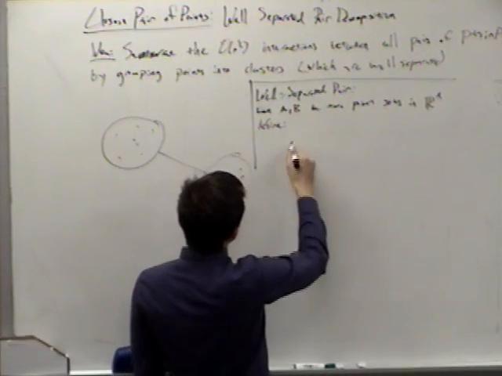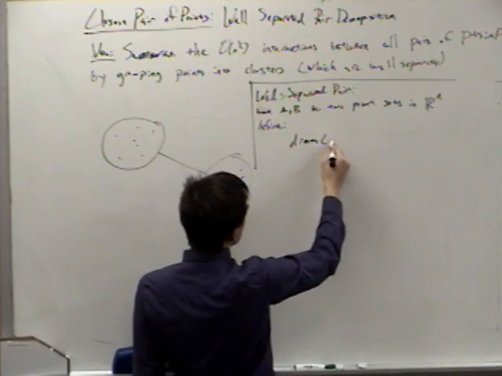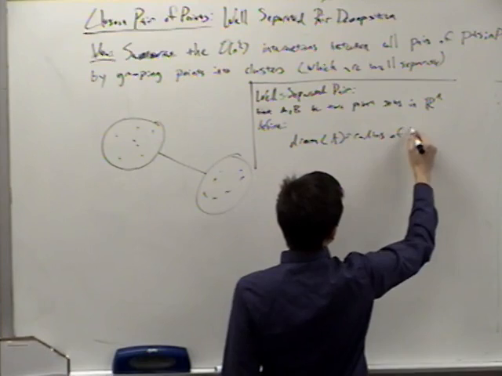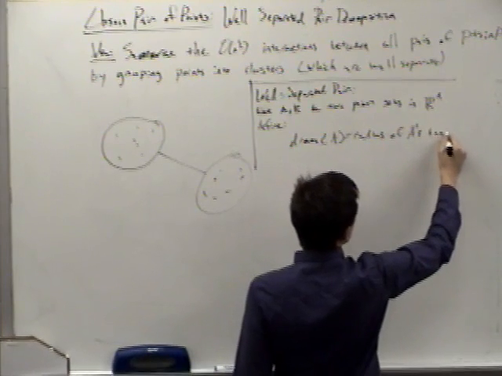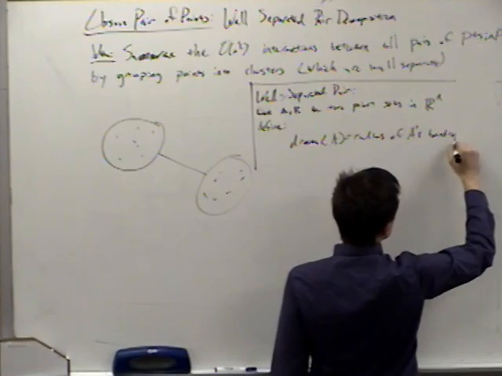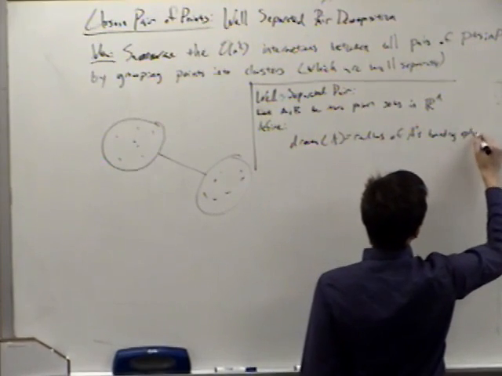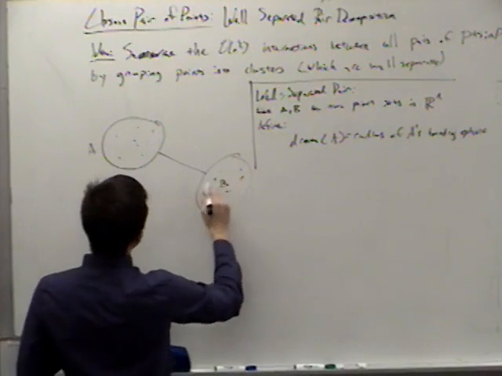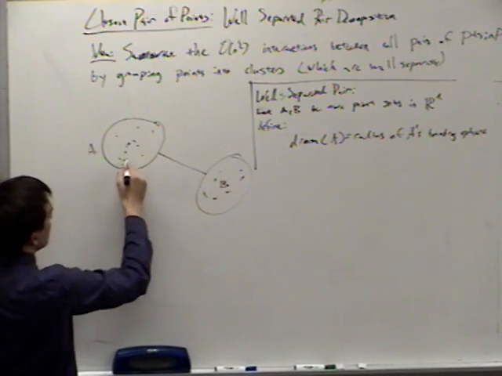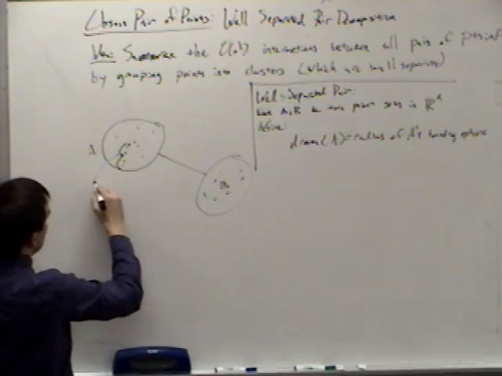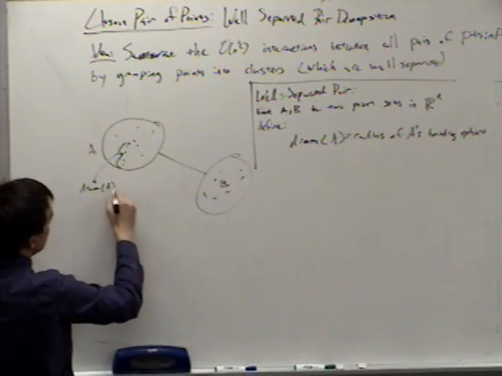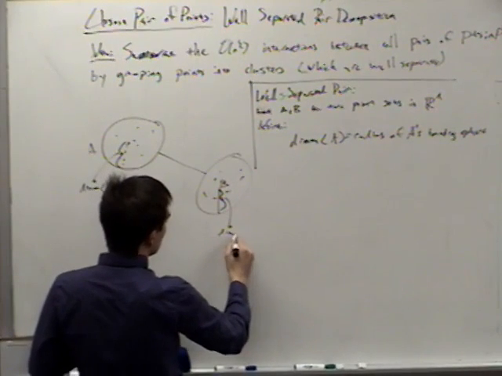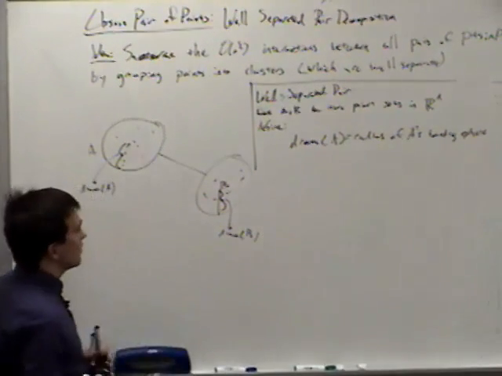Define, first of all, the diameter of one of these point sets A, which is equal to the radius of A's bounding sphere, right? So supposing that this was set A, this was set B, this radius here, that's the diameter of A. Similarly, over here, this is the diameter of B. OK, so far so good.